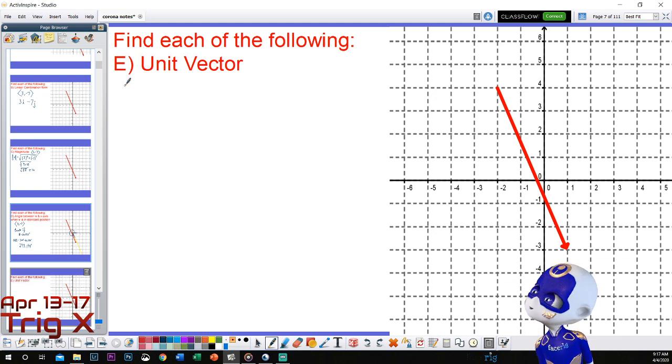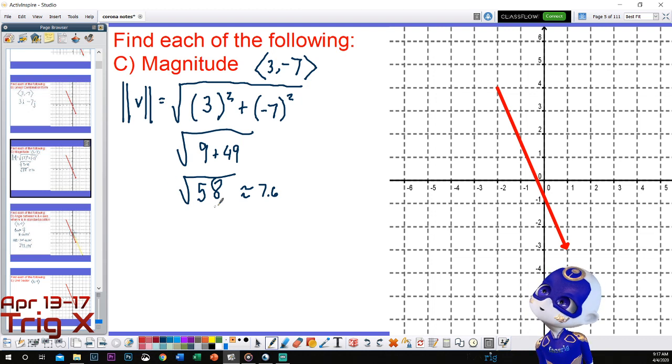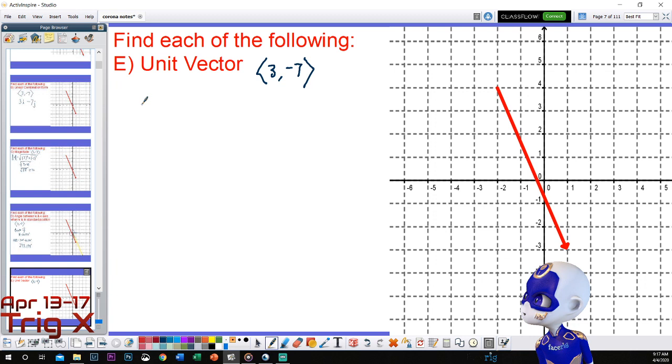Alright, next I've got to find the unit vector. So the unit vector just takes this vector, 3, negative 7, and we're going to shrink it down so it only has a length of 1. Well, if we go back a couple slides, we saw that the real length of this vector is the square root of 58. So in order to shrink it, I'm going to divide it by the square root of 58 to shrink it down to a magnitude of 1 unit.